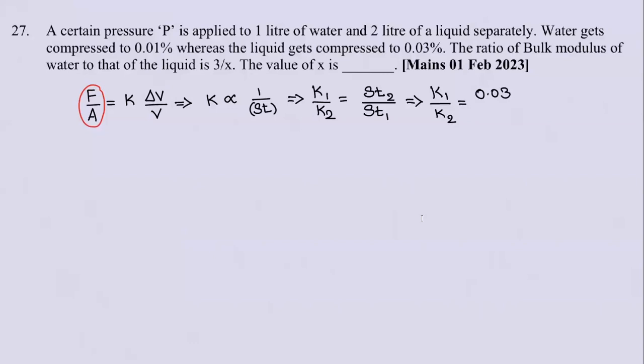Sir, percentage means by 100. No need to worry about it. It gets cancelled on both sides. So no need to worry. 0.01 is equal to 3 by 1. So the value is 3 by x. What is x value? 1. So the answer is 1. It is very easy.